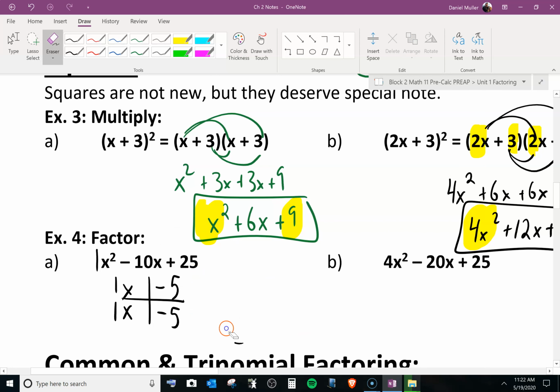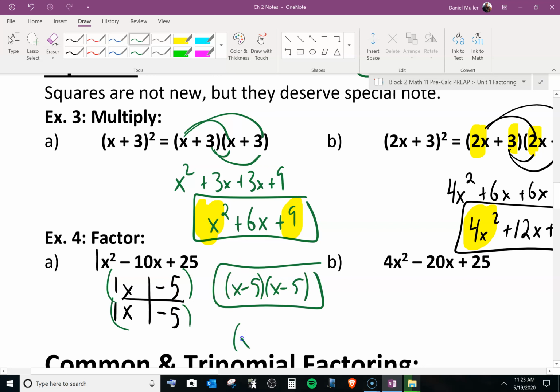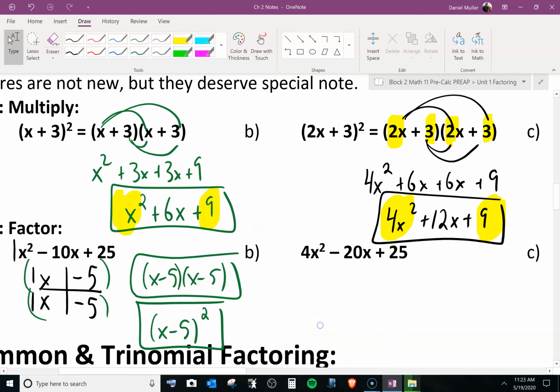So I can just write this as x minus 5 times x minus 5. Now you could leave it like that. They are identical, so you could write x minus 5 all squared. Maybe that's the only difference, is that if you get two things that match up, you can write it this simpler way. Okay, moving on to the next one here.